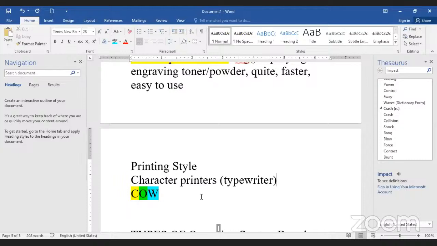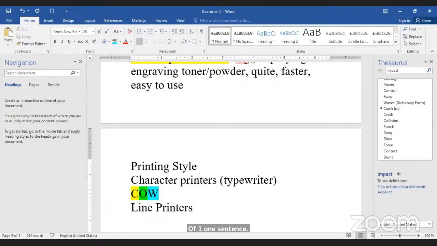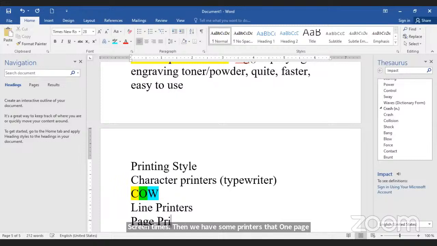Then we have some printers that print one line or one sentence at a time. We call them line printers. So in a print kama ni line moja in a print, narudi print ingine, call them line printers. Then we have some printers that print one page at a time, call them page printers. These printers, they print one page at a time.